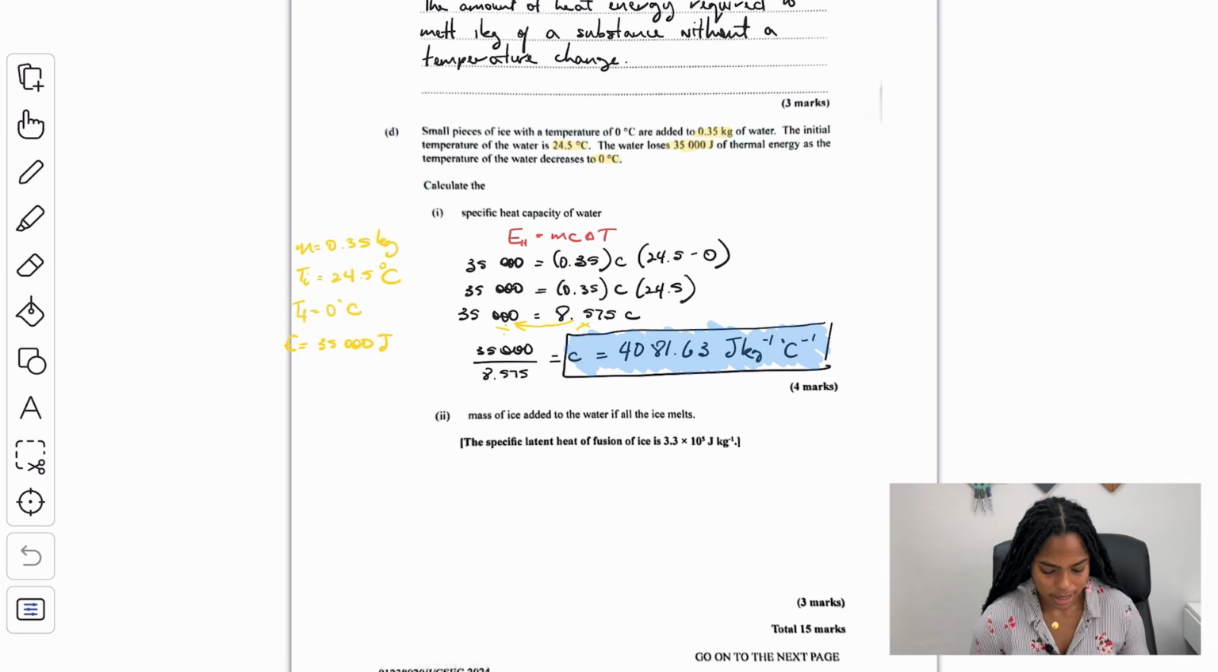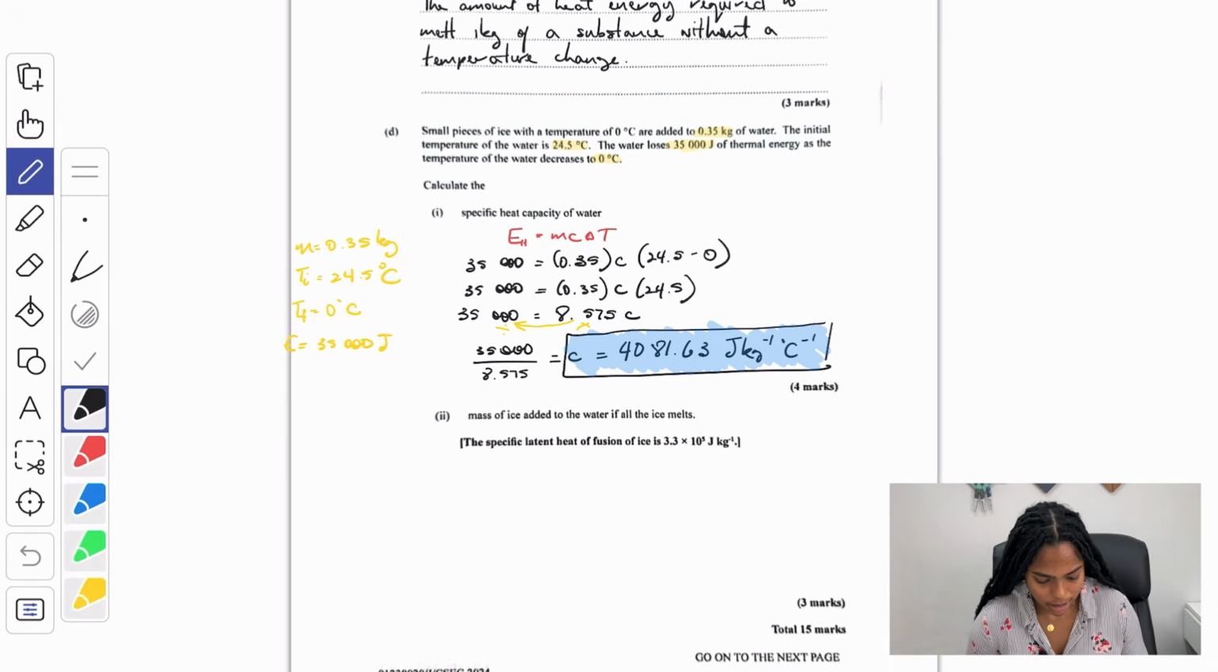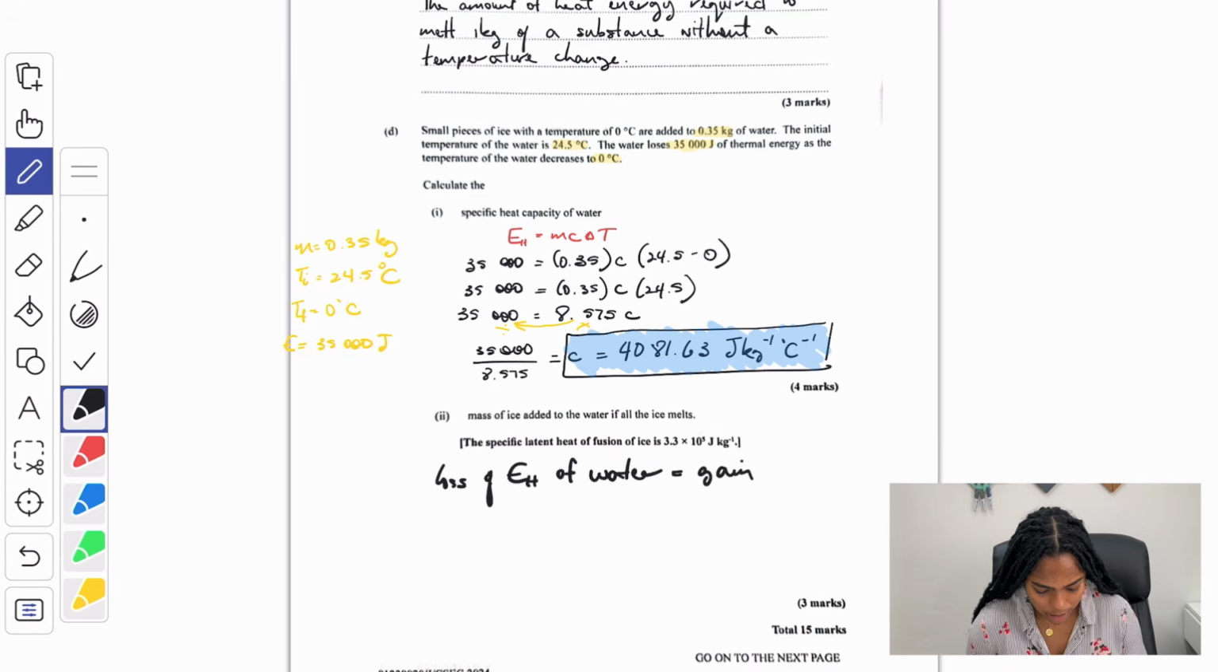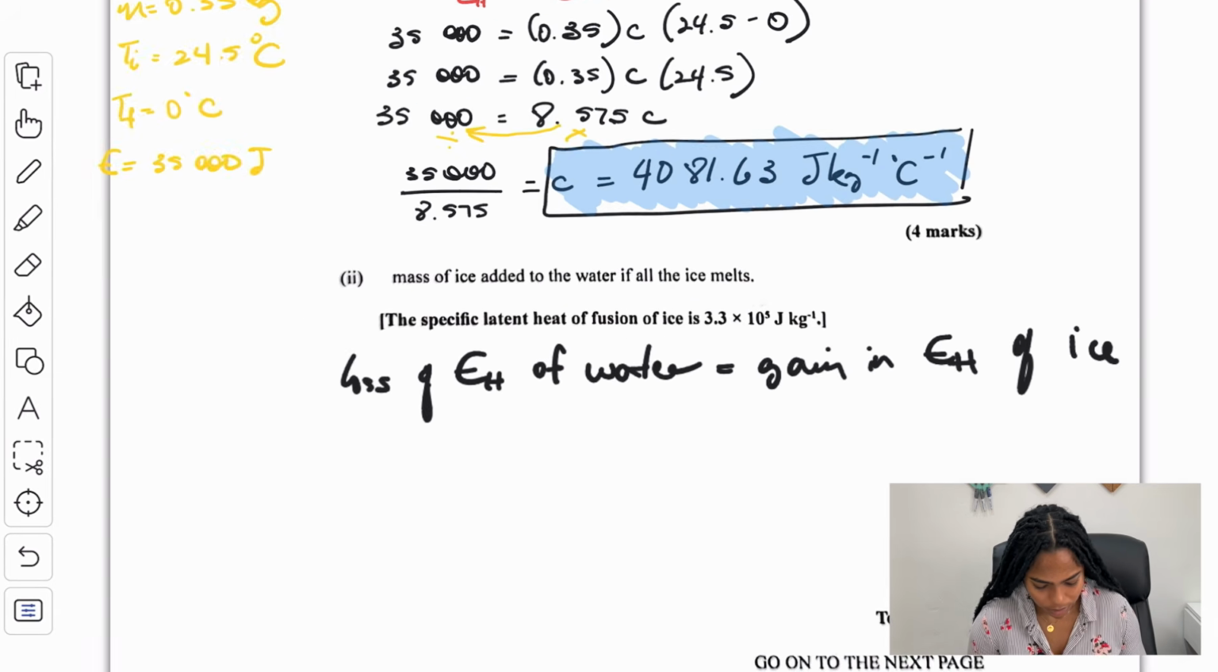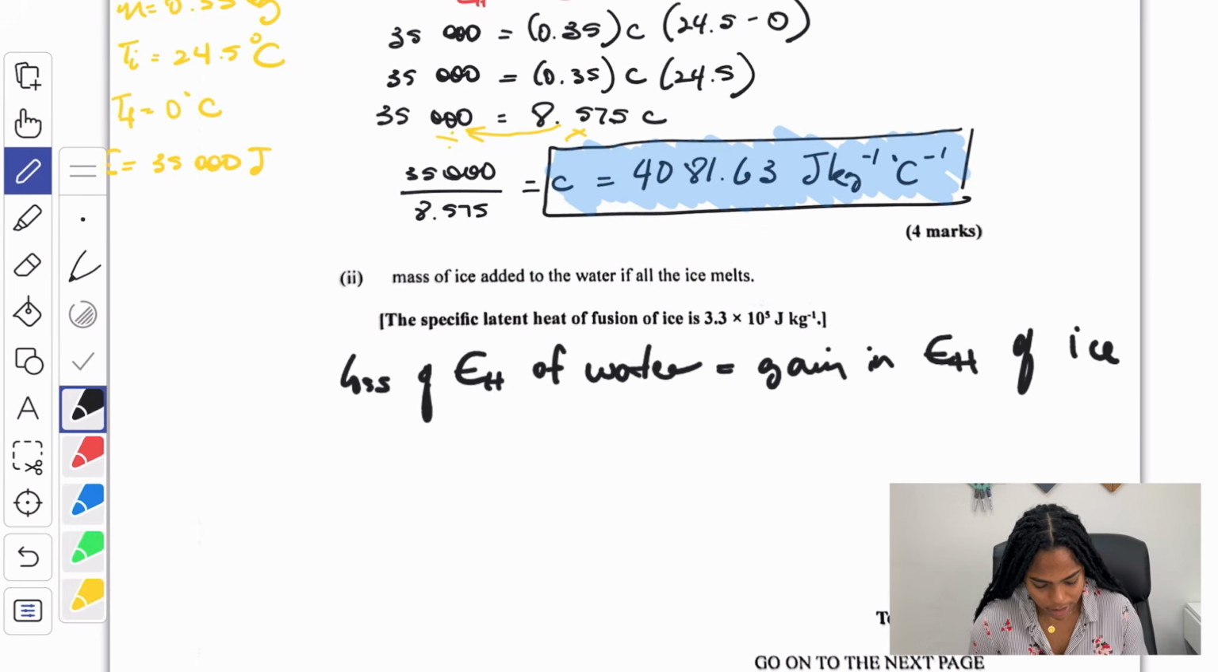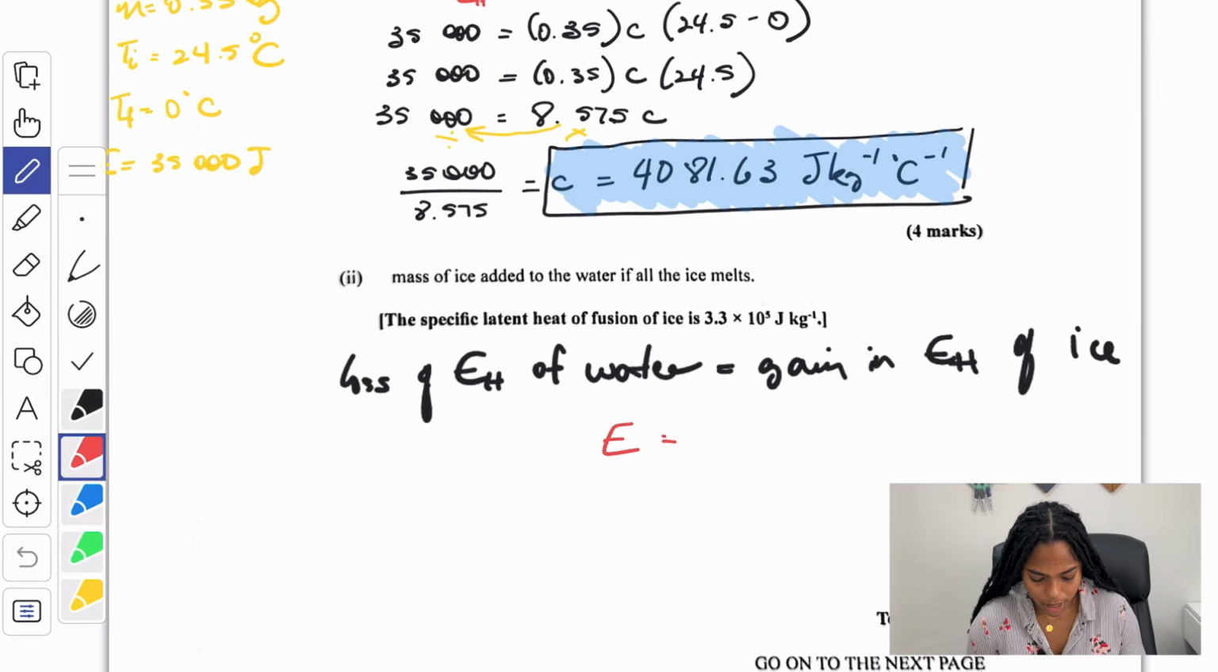So now our next part says find the mass of ice added to the water if all of the ice melts. So what we have to think about is that the heat that the water lost in cooling is the same heat that the ice gained to melt. So I'll say that the loss of heat energy from the water is equal to the gain in heat energy of the ice. So it means that same 35,000 joules is the energy. But remember, since the ice is melting, it's a phase change, so we use ml. So the energy is 35,000.